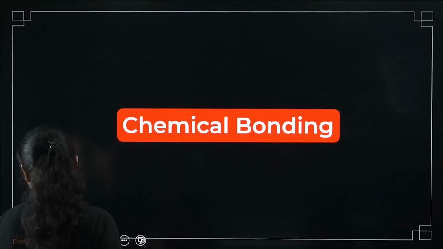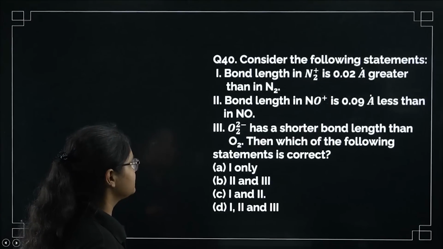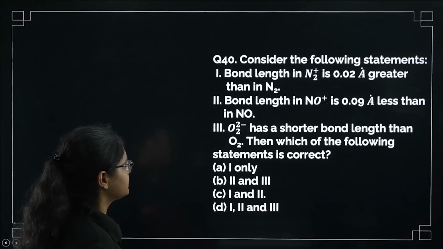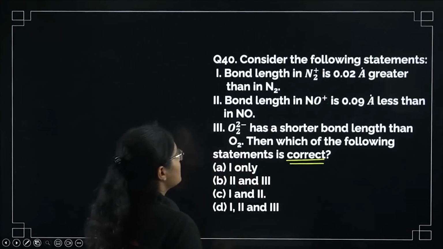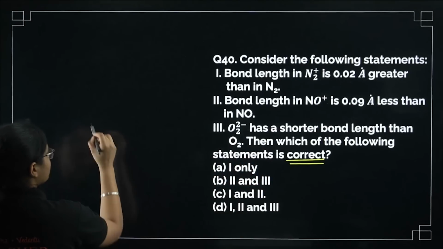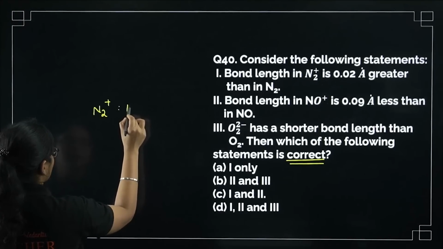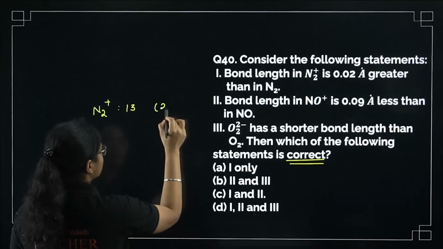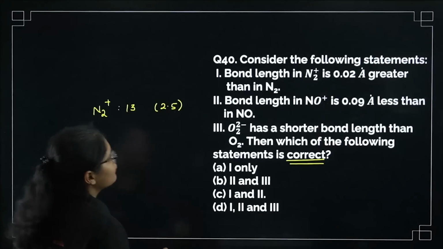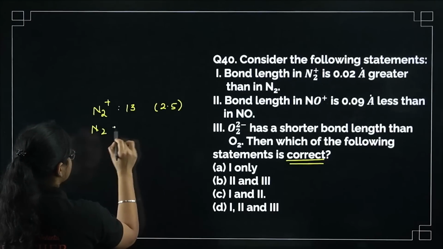Next, we'll move to question number 40 in chemical bonding. Consider the following statements; you have to find which statement is correct here. Now N2+ has 13 electrons, so the bond order is 2.5. And what is the bond order in N2? The bond order of N2 is equal to 3.